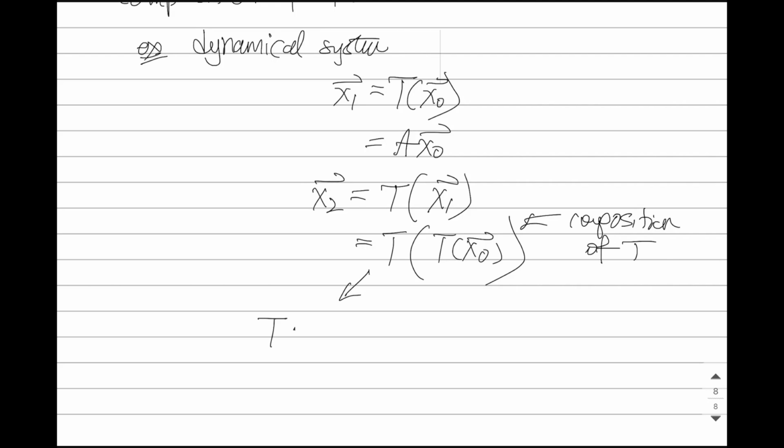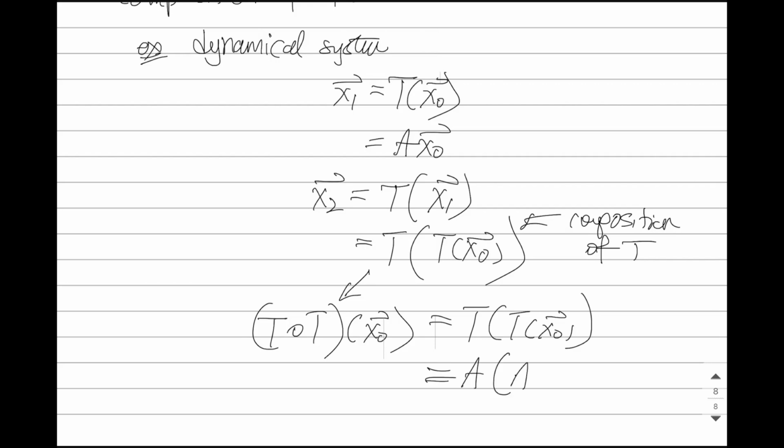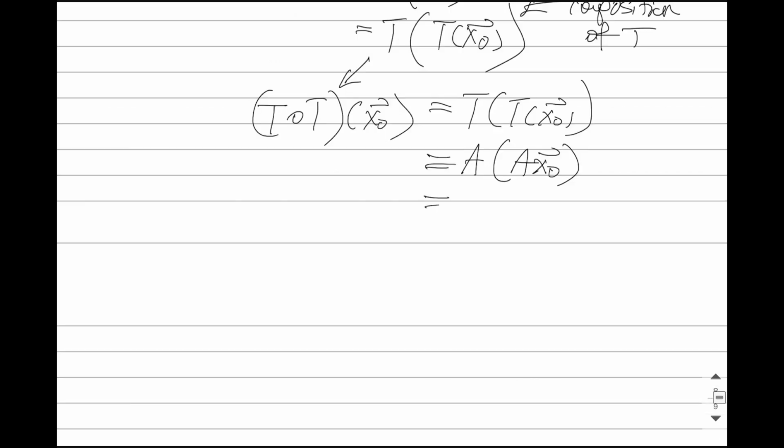So in terms of a function, you could call this T circle T on x0. This is going to be defined as a composition of functions. This basically says put two matrices together, one after another, and see what you get. This will give you A squared x0. T composed with T acting on x0 ended up giving you A squared x0.